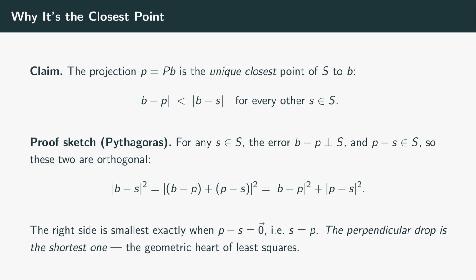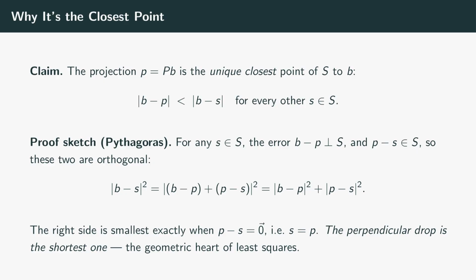Let me justify the word we keep using: closest. The claim is that the projection Pb really is the unique closest point of the subspace to b. No other point in the subspace is nearer. Here's the elegant one-line proof, and it's just Pythagoras. Take any other point S in the subspace.